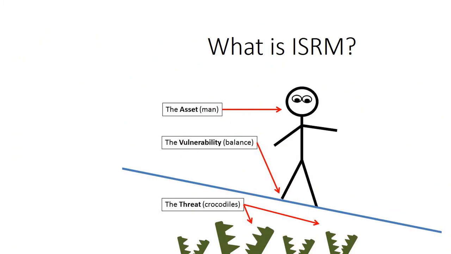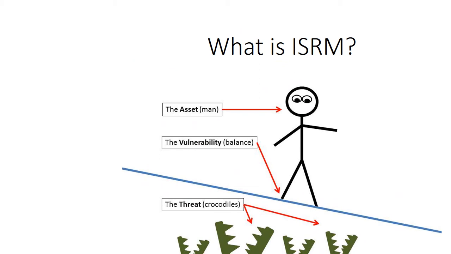So what is information security risk management? Whenever we deal with information security risk management, we often come across terms like asset, vulnerability, threat, impact, control, risk, right? So that's why it's very important that we have a clear understanding of these terms that are involved and that play a major role in information security risk management.